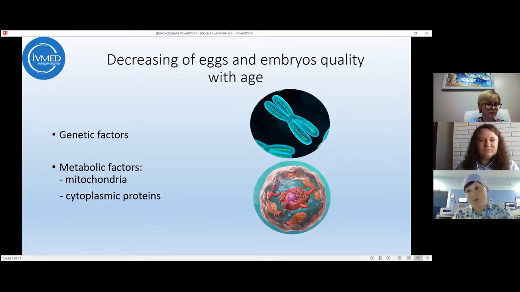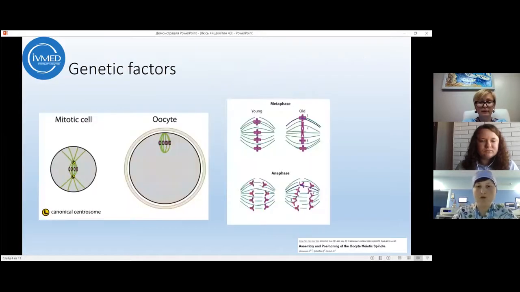What in our practice we also see is the decrease of egg and embryo quality connected with the age of the patient. Of course, if we are talking about a patient with advanced age, we have a really big impact of genetic factors and also metabolic factors, such as mitochondria or some cytoplasmic proteins that do good signaling in the embryo cells. If we are talking about genetic factors, they are connected with some processes during egg maturation.